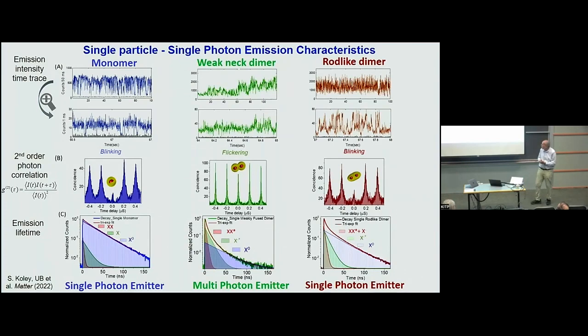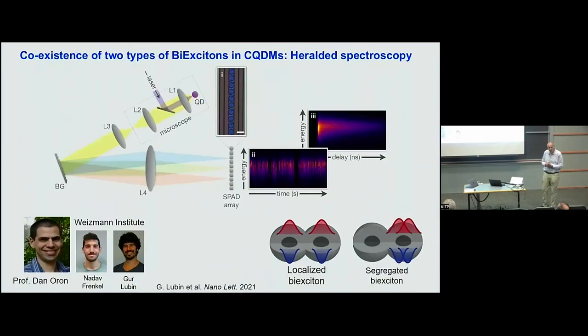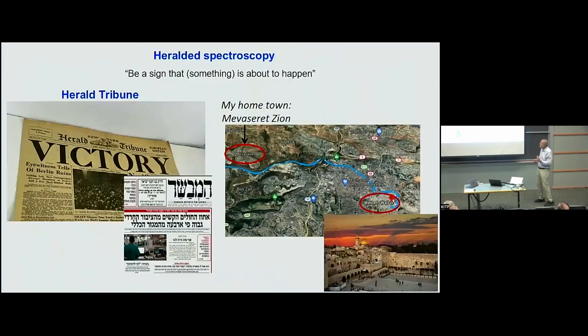What we can do even better now is recent results with Professor Dan Oron and his group at the Weizmann Institute, and this is heralded spectroscopy. They've introduced this idea of using an avalanche photodiode array instead of Hanbury Brown and Twiss. Much more information. And what is heralded spectroscopy? To herald is a sign that something is about to happen.